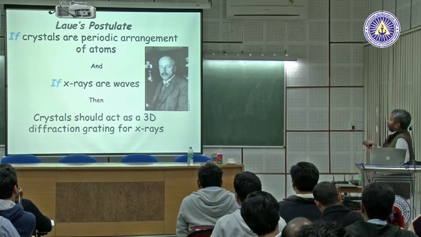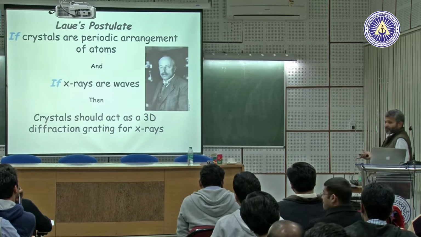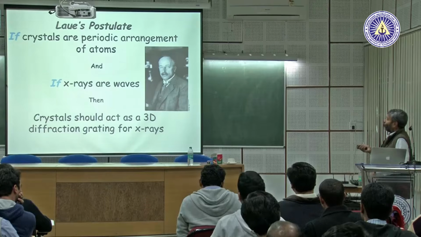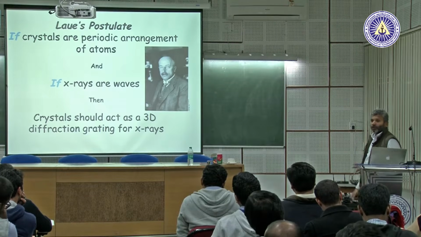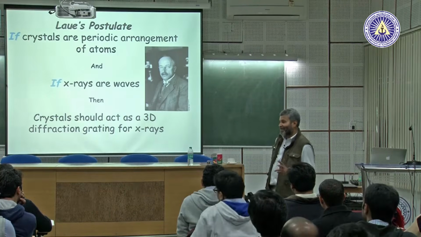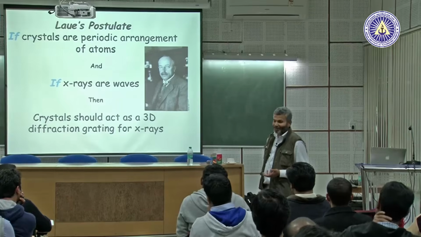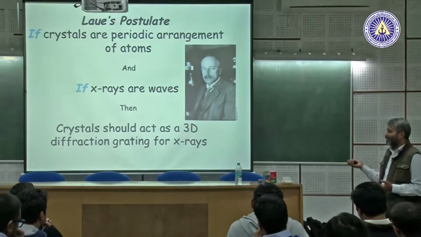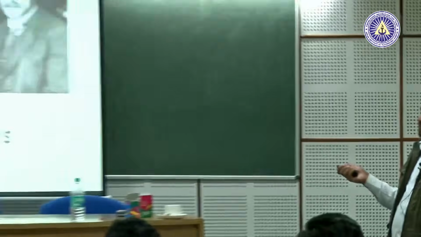So, if crystals are periodic arrangements of atoms and if X-rays are waves, it is a big two ifs and a big then: crystals would act as a 3D diffraction grating. The only way to check this is by experiment. Nature can be kind or nature can be unkind. Nature was very kind to Laue, in that he did get a diffraction. If diffraction was not there, then neither of these questions would have been answered.